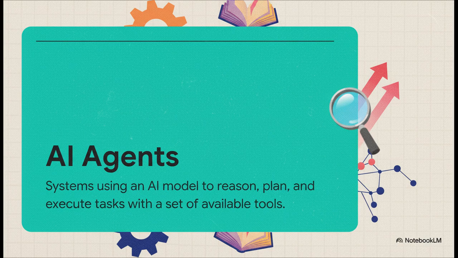Think of this as giving your apprentice a goal, a toolbox, and then just the autonomy to figure out how to get it done. The AI model is the brain, the reasoning engine that plans out the steps and decides which tool to use, whether that's a calculator, a code interpreter, or your company's own internal APIs.